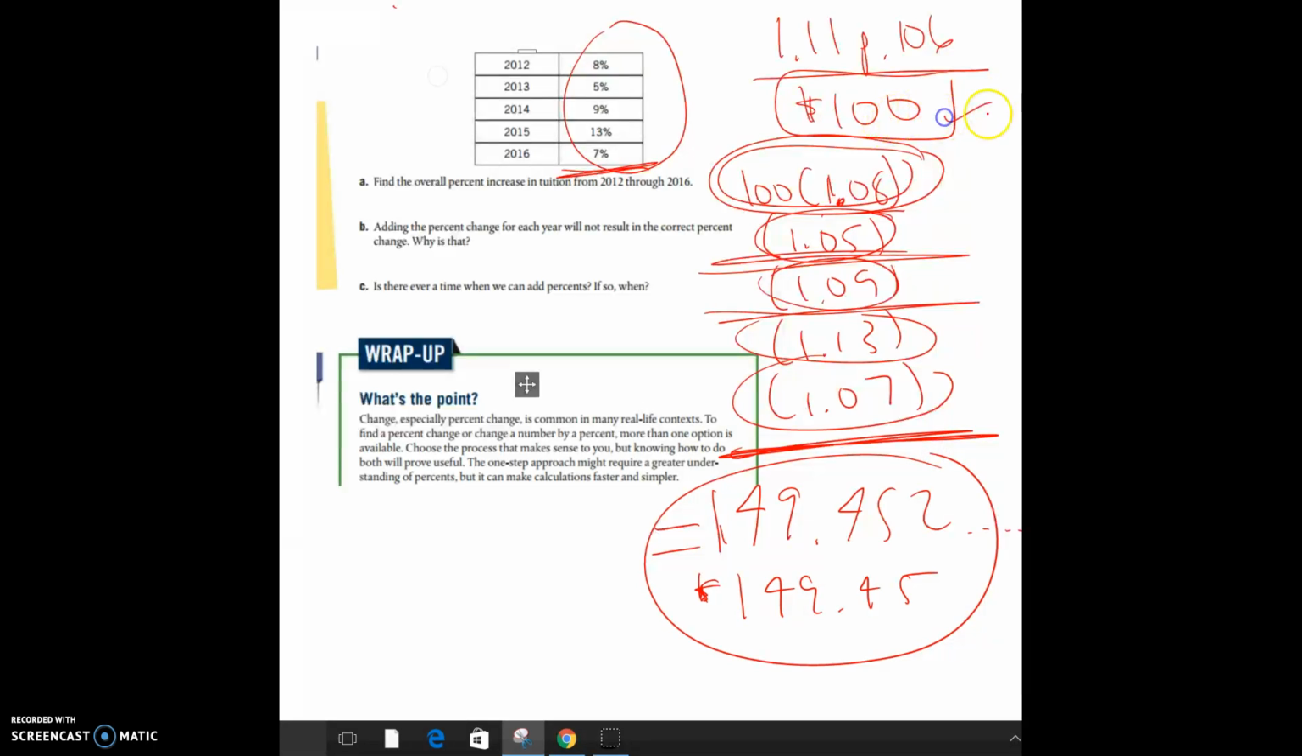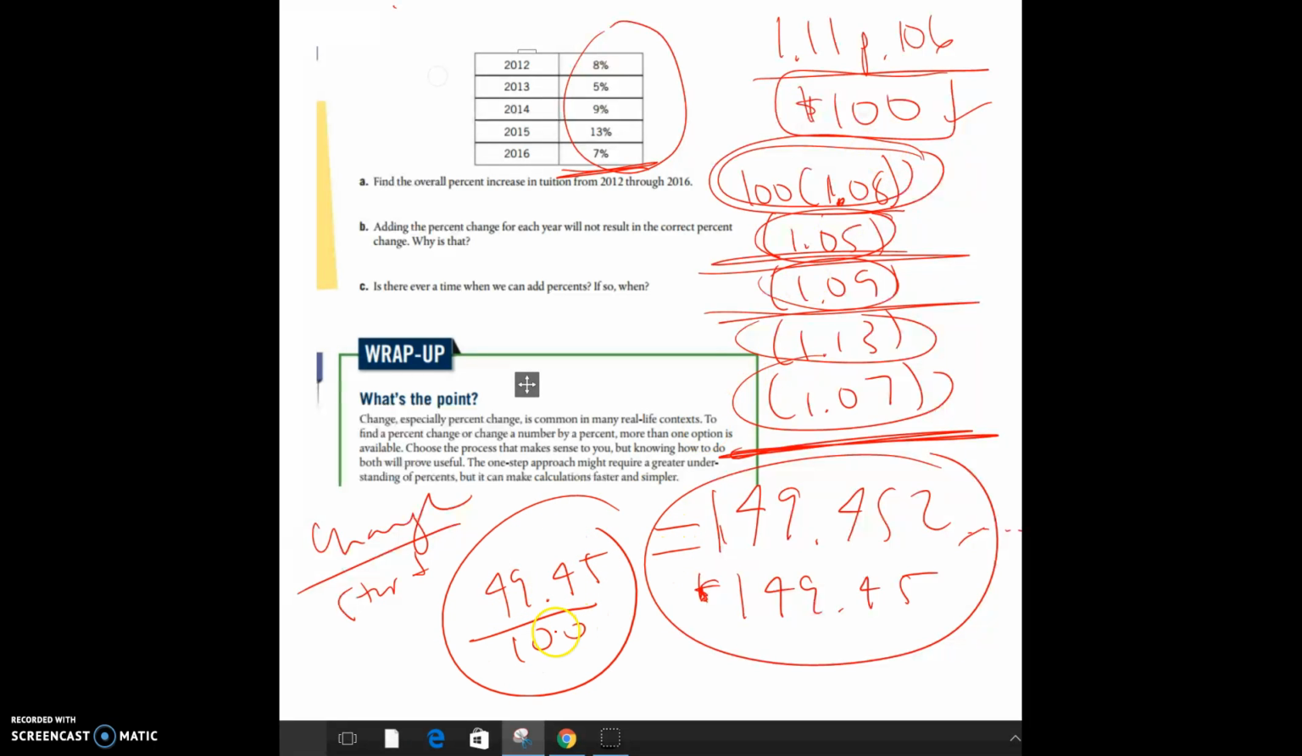And the reason I picked 100 is strategic, because percent increase is the change divided by the start, or the original. So the change here is about 49.45 over the original, which is 100. So if you divide that and multiply by 100, you can see that that's going to stay the percent. So that is a 49.45%, right? And so the reason you can't add the percents is because you keep changing what you're doing the percent of. You keep getting new answers over and over again. So you can't add the percents.